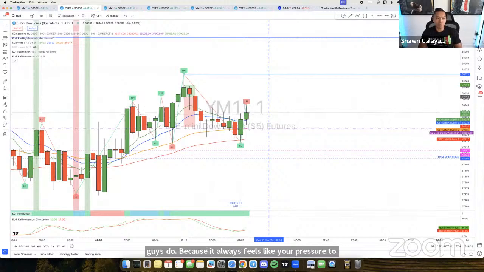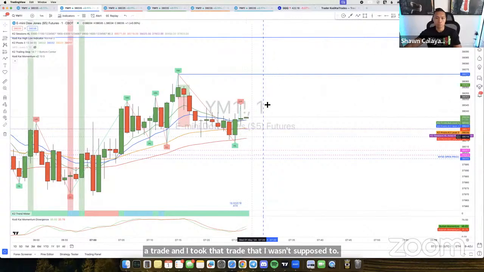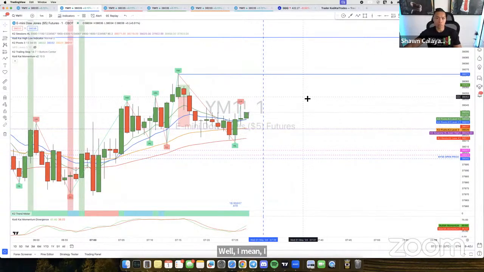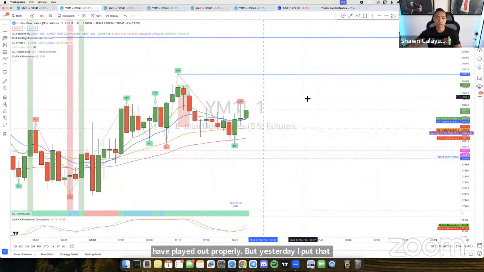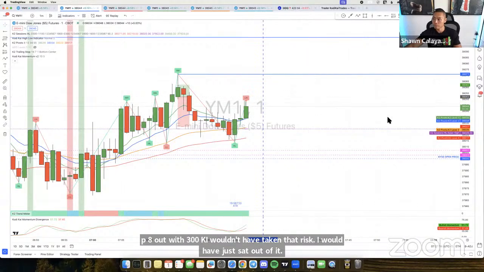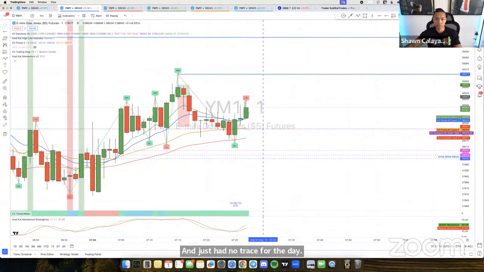For example, yesterday I felt pressured to take a trade, and I took that trade that I wasn't supposed to. Well, it was an okay trade if it would have played out properly. But yesterday I put that pending order, and it filled right away because I didn't realize how the super DOM worked. In a normal situation where I'm all PA'd out with 300K, I wouldn't have taken that risk. I would have just sat out and had no trades for the day. It's annoying, the eval phase is super annoying.